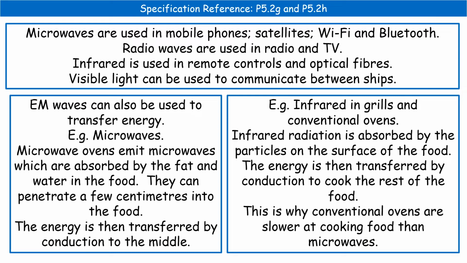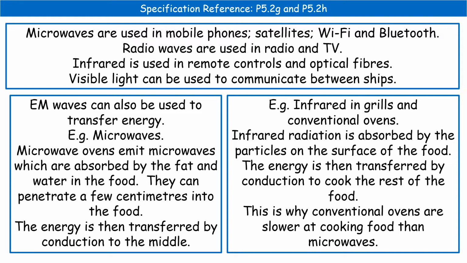If we think microwaves, they emit microwaves, and the microwaves are absorbed by fat and water within the first few centimetres of the food's depth. The rest of the food is then cooked through conduction as it passes that energy through to the centre.